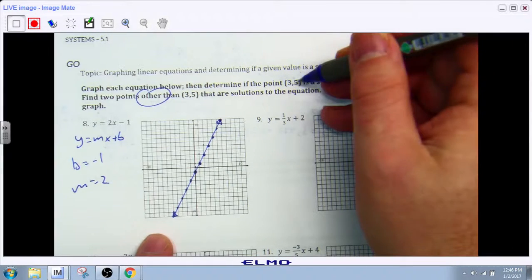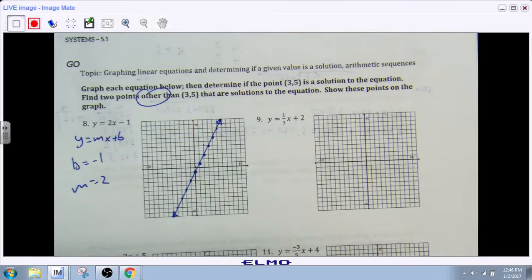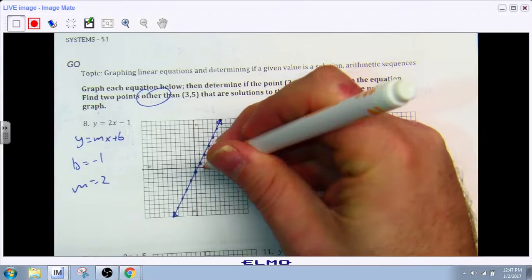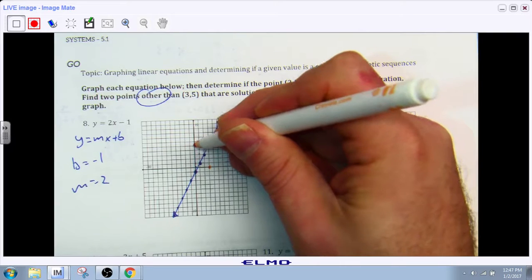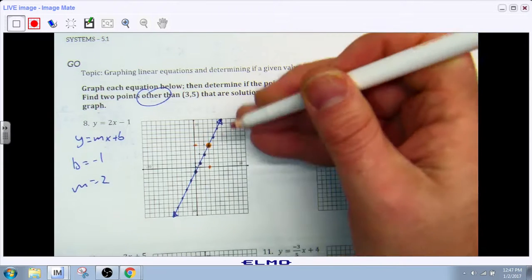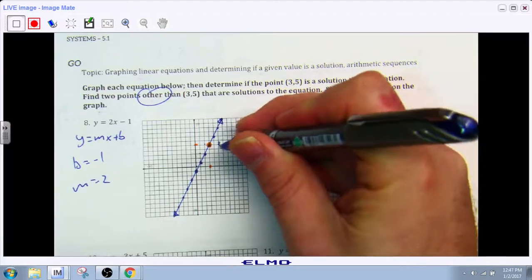And so now I'm interested in the point 3, 5. Is 3, 5 going to be a point on my line? So I go over to where x is 3, 1, 2, 3, and I go up to where y is 5, 1, 2, 3, 4, 5, and I see right here, is that a point? You betcha. 3, 5 is a point.